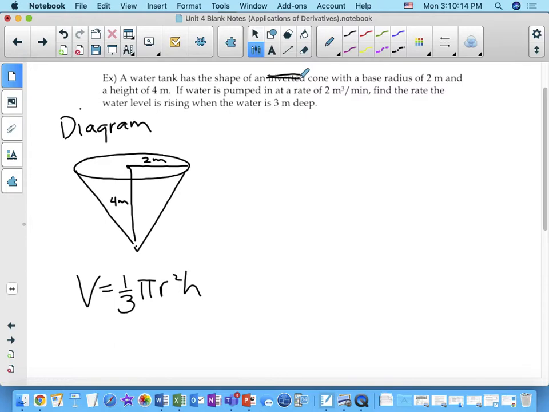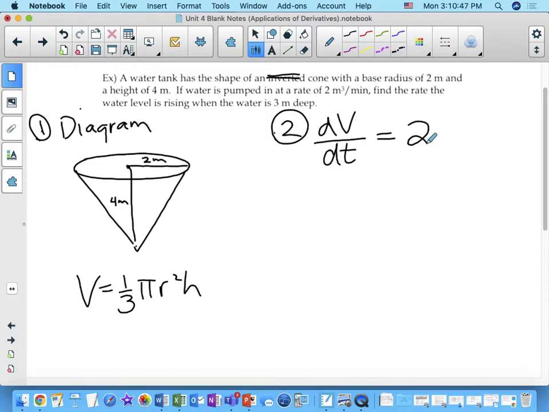Okay? Now we want to know, what do we know? So this is step 1. What do we know? We know the rate that the volume is being pumped, so that's the change in volume, right? If it's being pumped in, then the volume is changing at this rate. So that's dV/dt equals 2 meters cubed per minute.